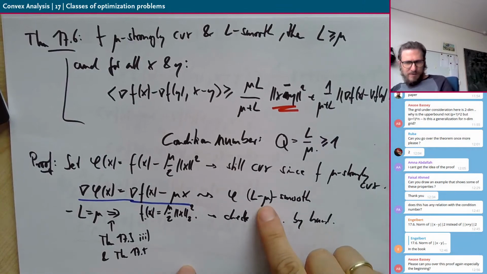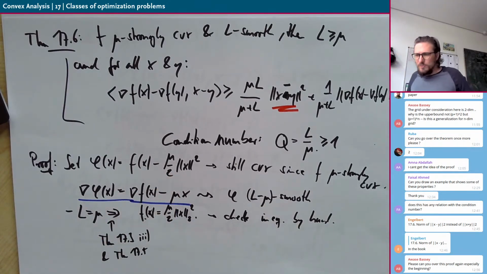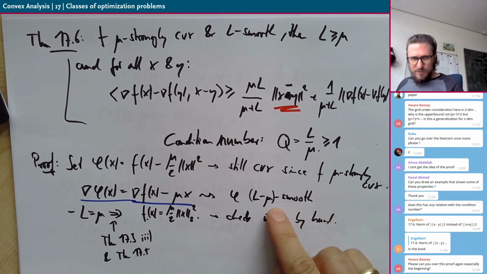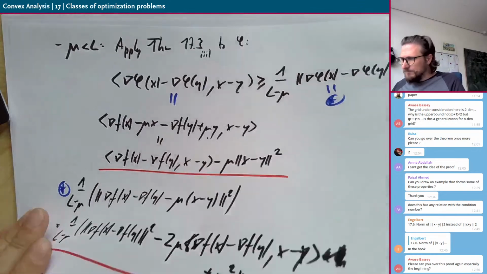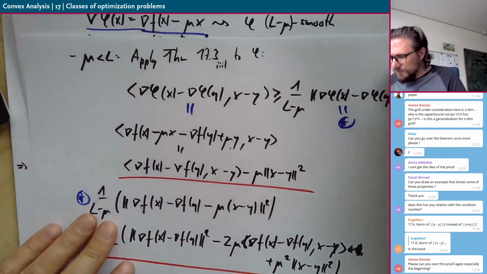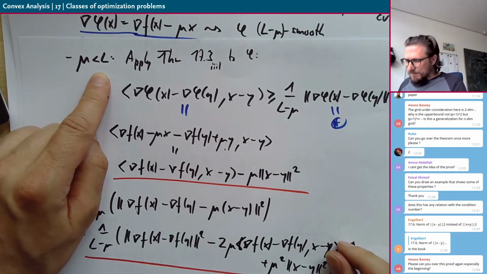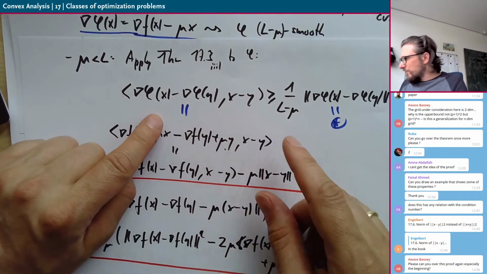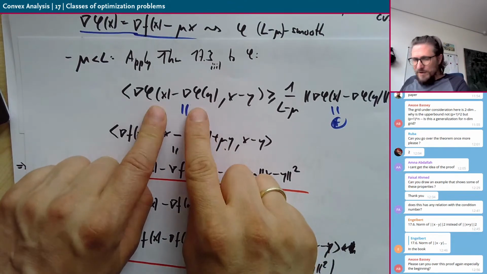So then by subtracting mu over 2 times norm x squared, you lower the constant of strong convexity by mu, but you also reduce the constant of smoothness by mu. And then the case L equals mu is probably not so interesting. Then you apply one of the results of the previous things on L smooth functions to the function phi.